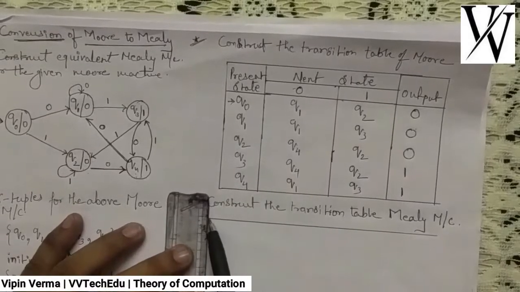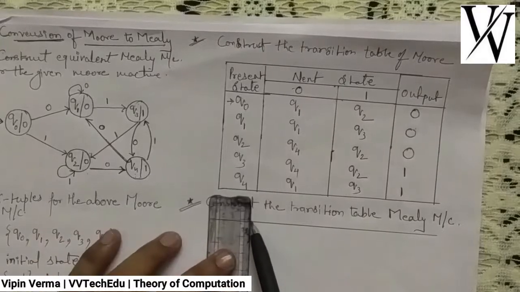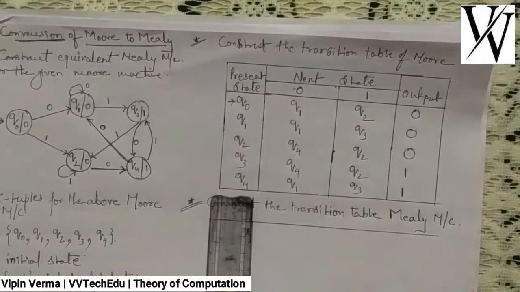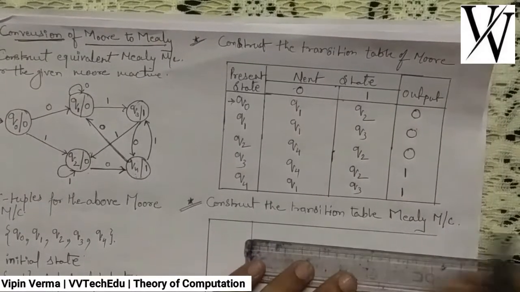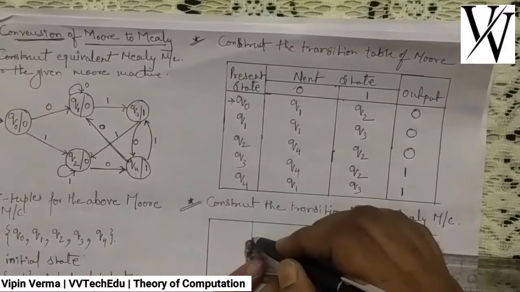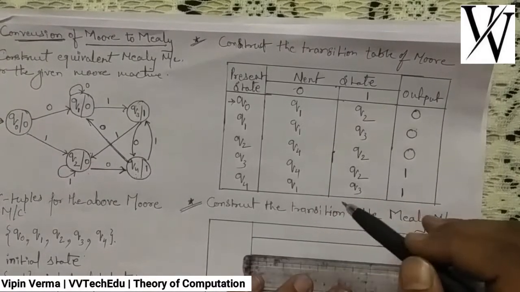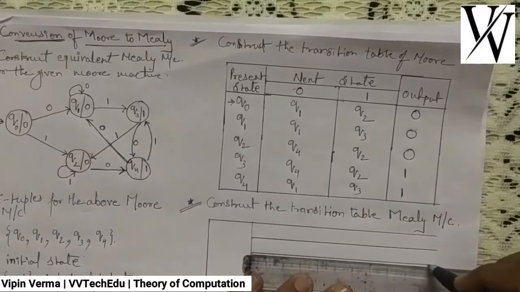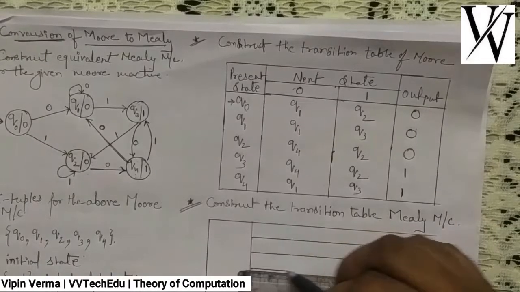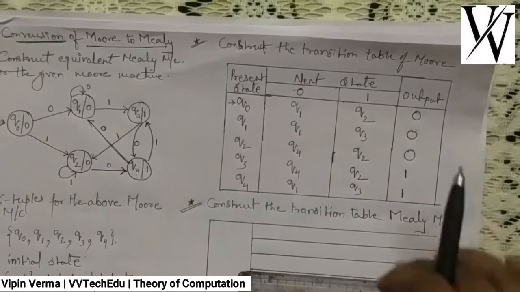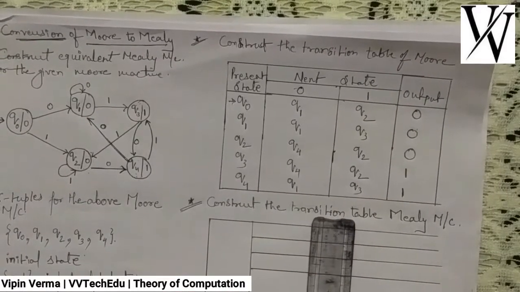So we know that we have 5 columns here: one for the present states, the next state, the input values, and the corresponding state with its output. Okay, so you can see we can divide it into two parts.